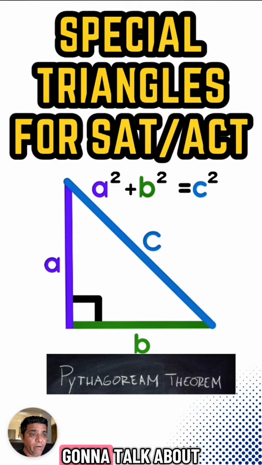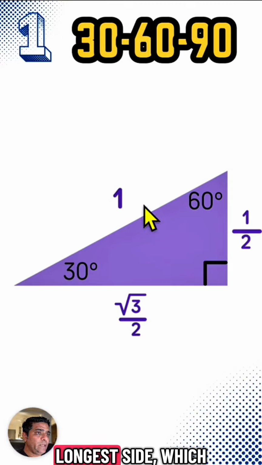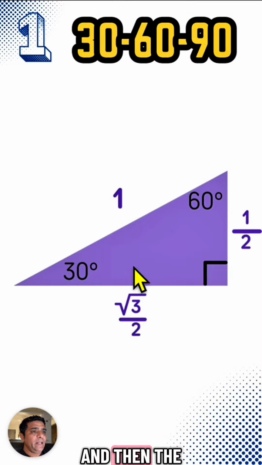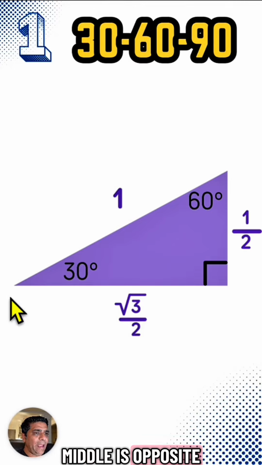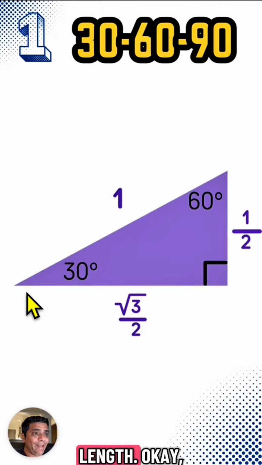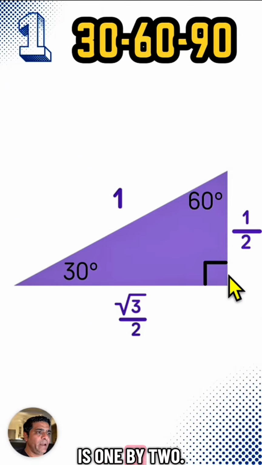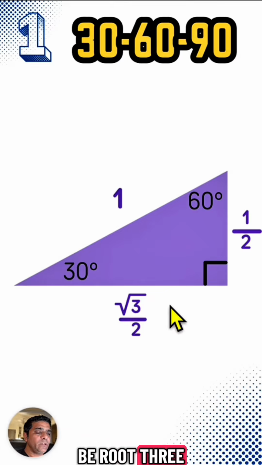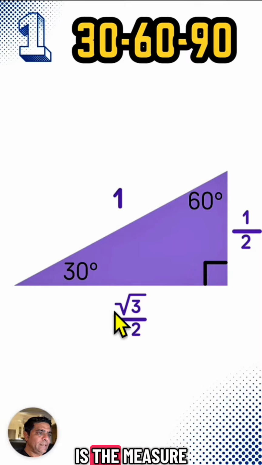Now the first special triangle we're going to talk about is what's called 30, 60, 90 degree special triangles. So in this case, you see there is the longest side, which is the hypotenuse, and it's opposite the largest angle, 90 degrees, right angle triangle. And then the smallest angle, 30 degrees, is opposite the smallest side, and the angle that's in the middle is opposite the side that is in the middle in terms of length. Okay, so if you start with the hypotenuse that's 1, then the smallest side is 1 by 2, half of that. And then the other side is going to be root 3 by 2 times the hypotenuse. Okay, so it's root 3 by 2 is the measure of the other side.